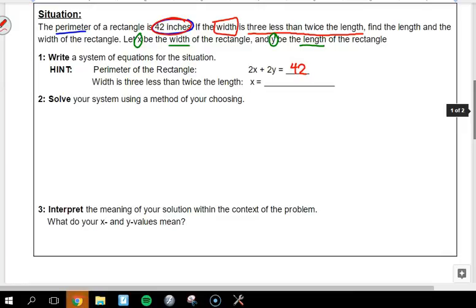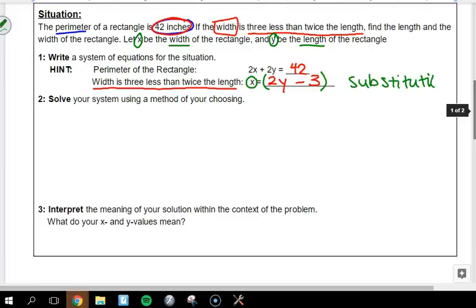The width is 3 less than twice the length. So to write that, we do 3 less than, so minus 3, and then twice the length would be 2y. We want to solve the system using a method of our choosing. If I look, this system is set up really nice for substitution.